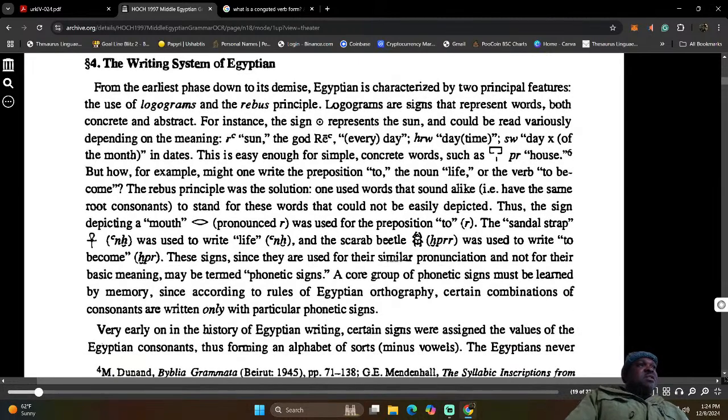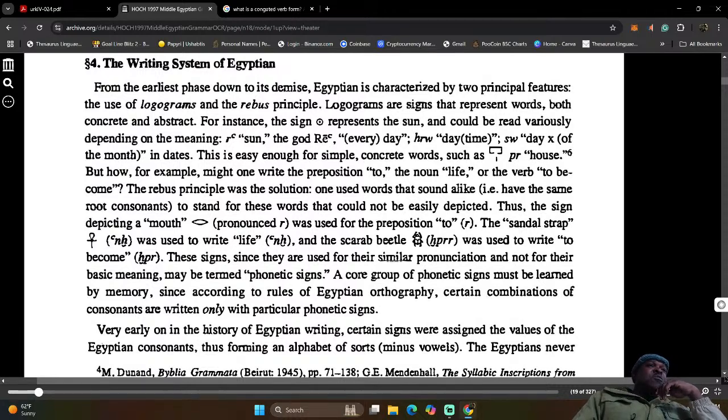So let's just read this. The writing system of Egyptian. From the earliest phase down to its demise, Egyptian is characterized by 2 principal features: the use of logograms and the rebus principle. Remember that. Take notes on that if you want to. The use of logograms and the rebus principle.